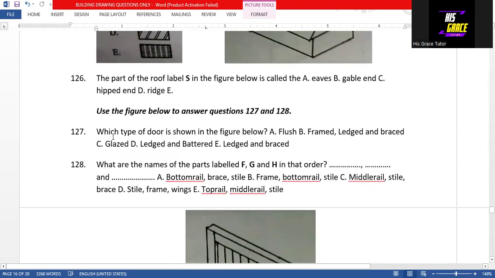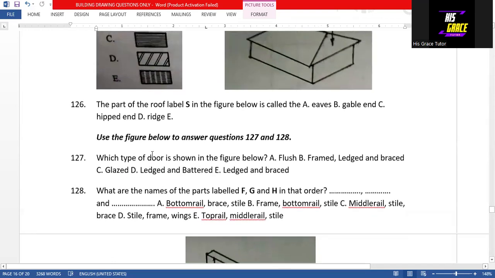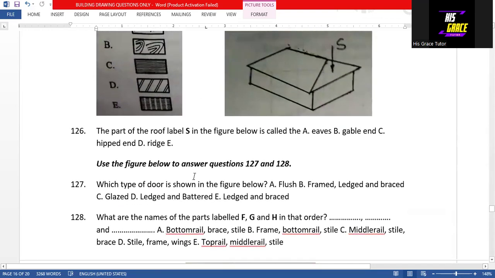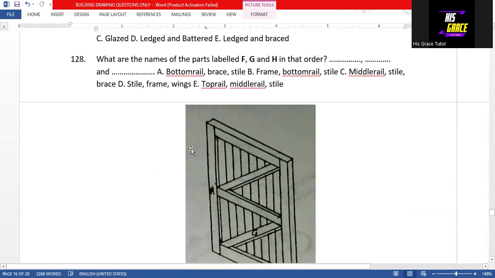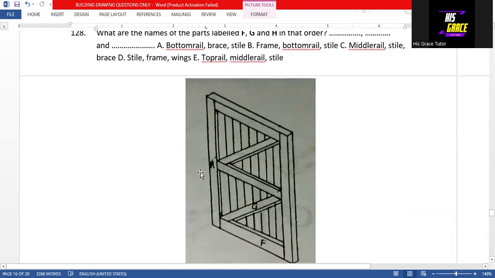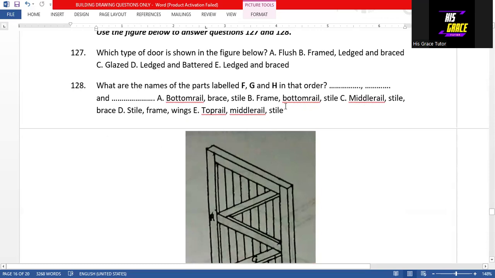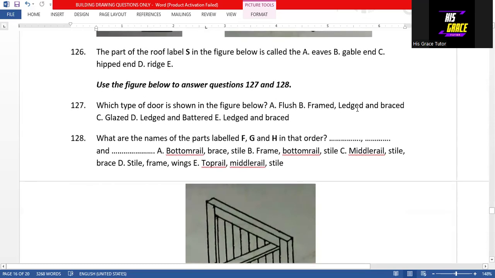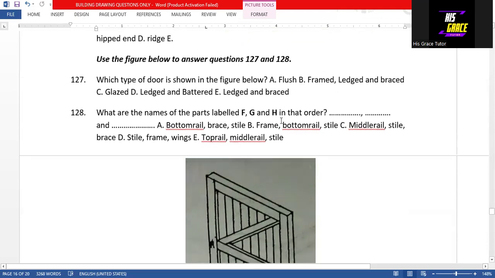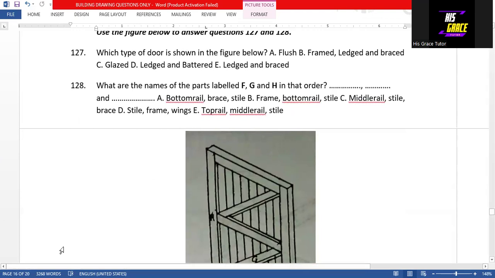127 says, which type of door is shown in the figure below? So this is the figure. So the type of door shown in this figure, question 127, is option B. So we have framed, ledged, and braced door. Framed, ledged, and braced door. That is option B, the answer to question 127.